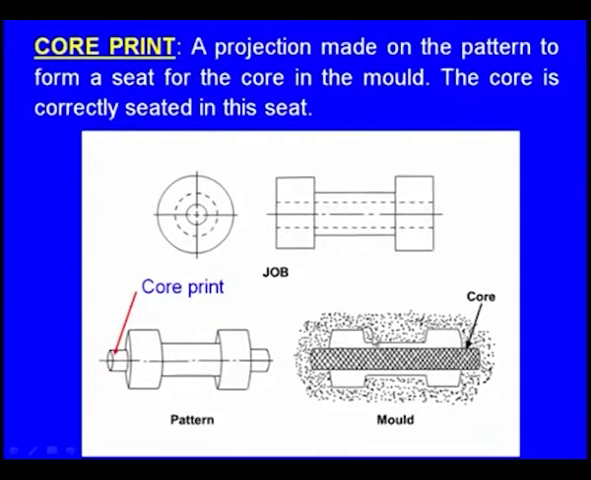So the core print is the projection made on the pattern to form the seat for the core, and the core is seated exactly inside these seats. And one can say that the size of the hole is only this much. Why is the core so long? Because this additional portion of the core will be supported inside the seat. Even this additional portion of the core is also called the core print.